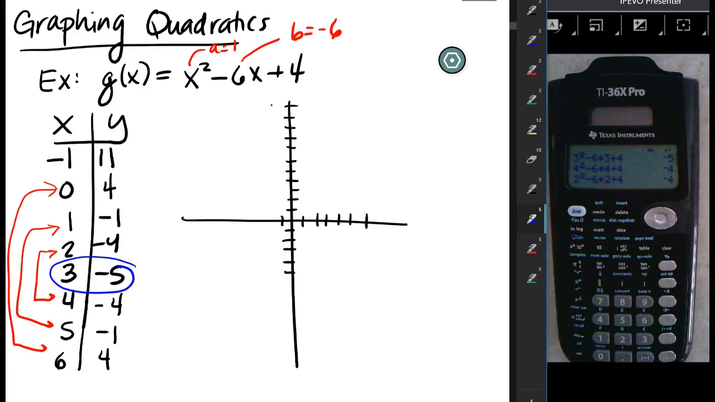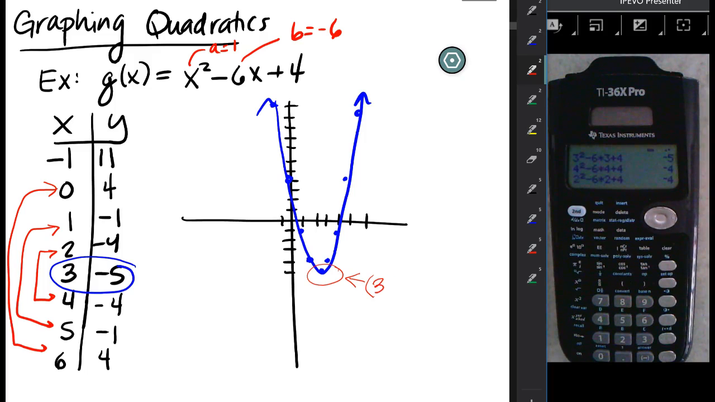So negative 1 is at 11, 0 is at 4, 1 is at negative 1. 2 is at negative 4. 3 is at negative 5. And then we have those identical points coming back up the other side of our parabola. So we've got our parabola. All right, and if we didn't recognize that this middle point here was the vertex based on that symmetry, we would at least be able to spot that our vertex was here at 3, negative 5.